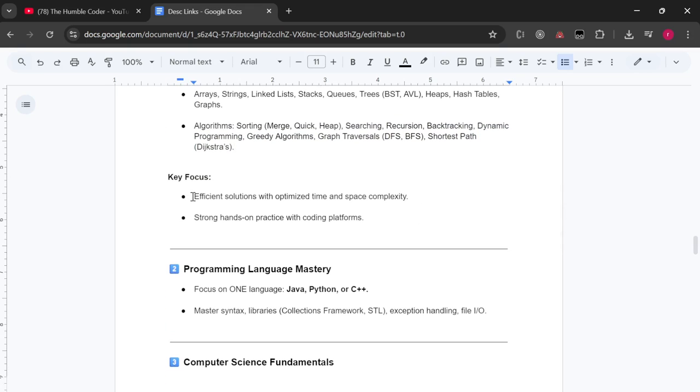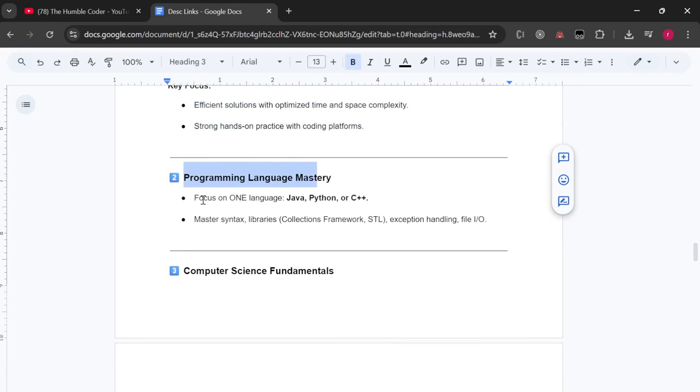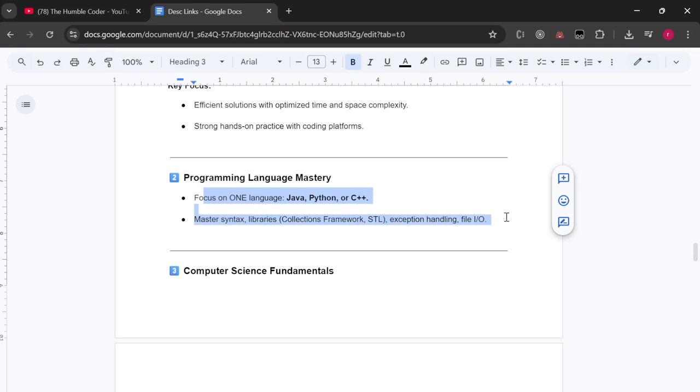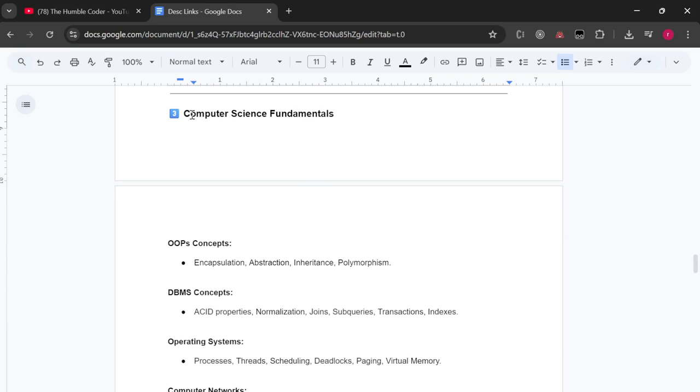Your key focus should be efficient solutions with optimized time and space complexity, and strong hands-on practice with coding platforms. Talking about programming language mastery, you should focus on any one of these languages like Java, Python or C++, and you should master syntax, libraries, that is collection frameworks, STL, exception handling, file input output, all these things, because majorly you need to write code. In your assessment you will need to write code based on your data structure problem. That is why all these topics will be good to have.